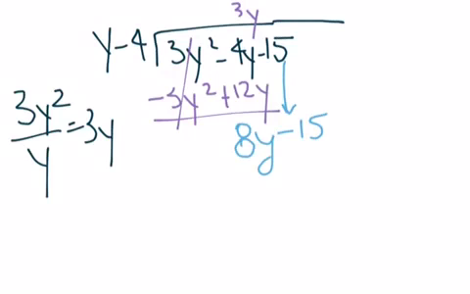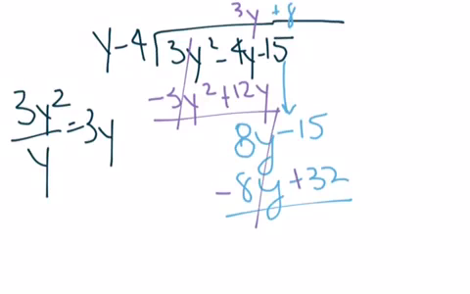Alrighty. How many times does y go into 8y? That would be 8 times, positive 8. So 8 times y is going to give us positive 8y. 8 times negative 4 is going to give us negative 32. Again, this is, I think, where everybody gets a little confused because it is so weird. This is going to become negative, and this is going to become positive. So we're multiplying it by a negative because we're really just subtracting it. These are going to cancel out. We have a negative 15 and a positive 32. It's going to be a positive 17 for a remainder.